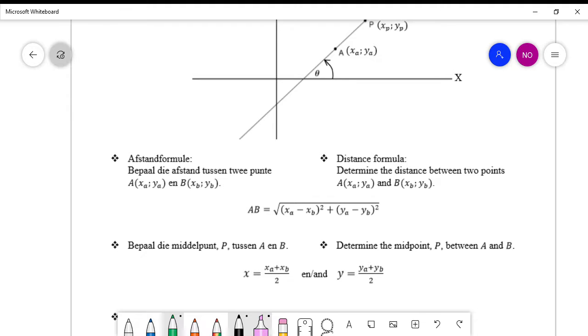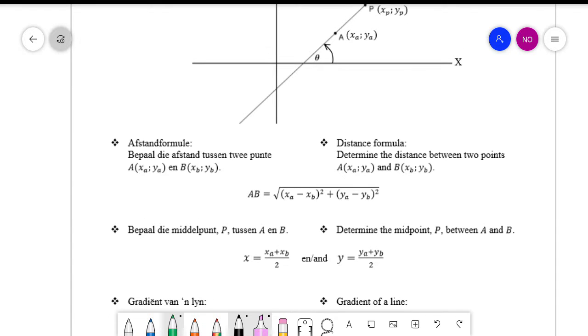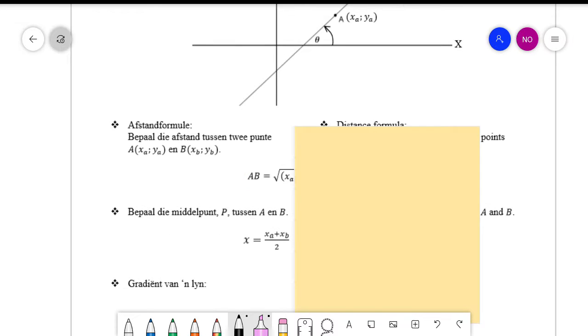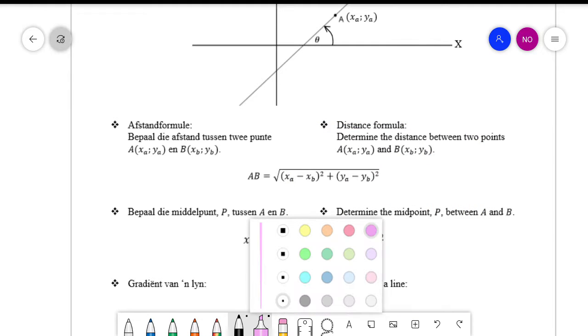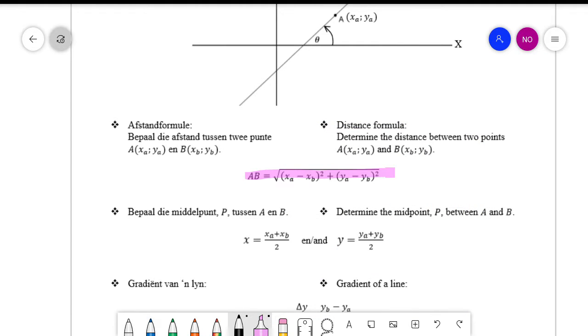So let's just quickly revise them. When you have to calculate the length of a line segment AB, you will be using that formula. Onthou dit maak nie saak wat se een van die twee punte jy eerste instel nie, solank jy daai punt se x-waarde en sy y-waarde eerste instel in hulle hakies. Okay, so you can swap these around, but then you have to swap those around as well. You guys understand what I'm saying? Okay.